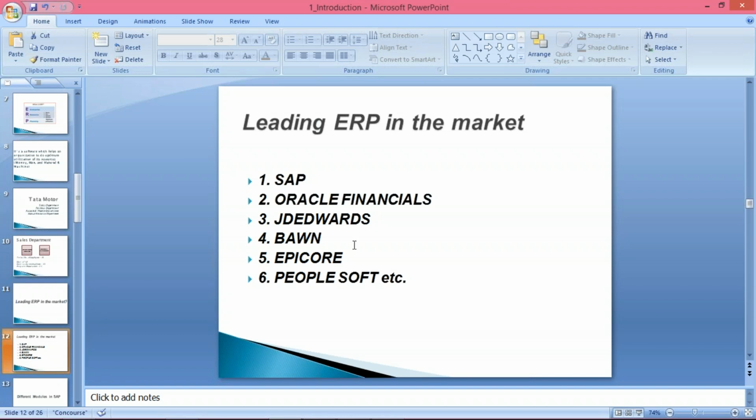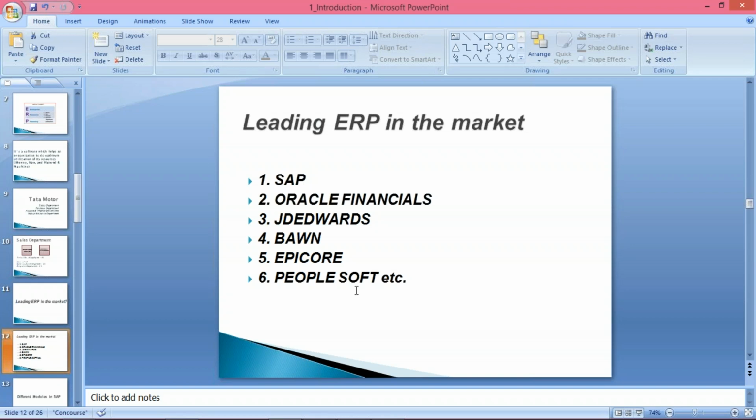Apart from this, there are Oracle JD Edwards, BaaN, Epicor, PeopleSoft, even Navision is there, Tally is there, and there are several small ERPs and small software in the market. Some ERPs have been developed for a particular industry, for example for retail. Somebody has developed certain ERP for whatever medical shops or small shops there are, a different software which is helpful for them. So these all will be treated as an ERP itself, but for small organizations.